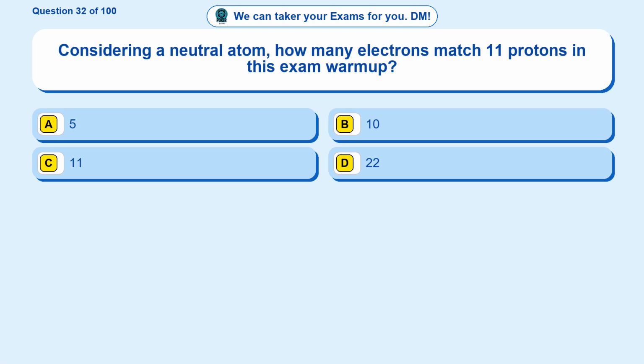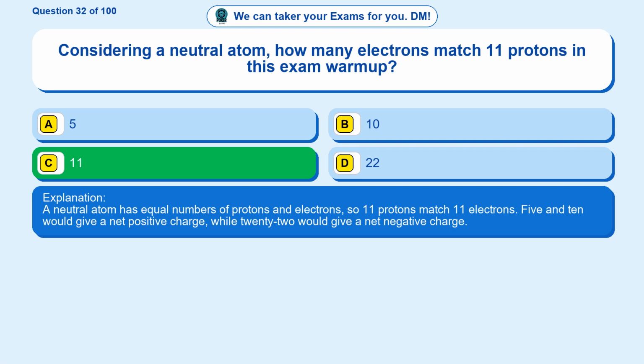Question 32. Considering a neutral atom, how many electrons match 11 protons in this exam warm-up? Option A, 5. Option B, 10. Option C, 11. Option D, 22. The correct answer is option C, 11.